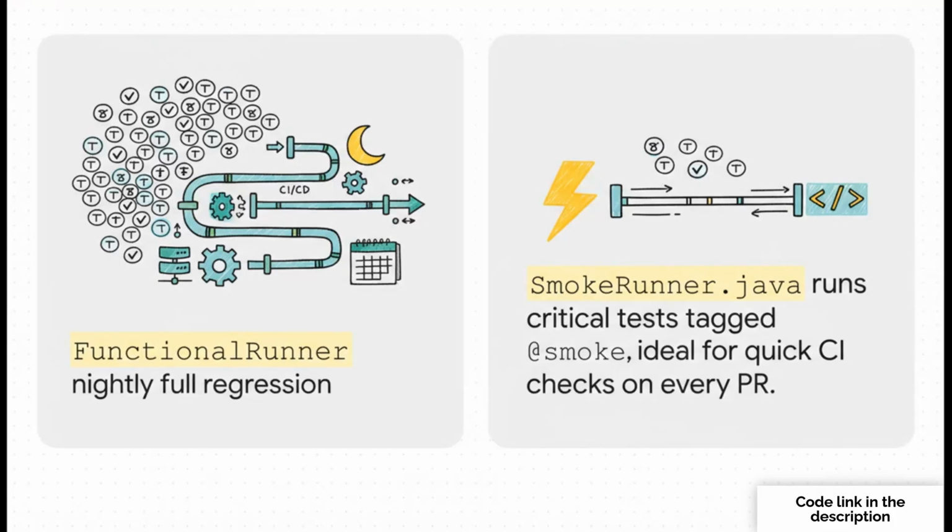So finally, how do we actually execute these tests? Well, we use JUnit runners. And by leveraging Cucumber's tagging feature, we can create different test suites. Just look at the @CucumberOptions annotation. The functional runner on the left is configured to run any scenario that has the @functional tag. The smoke runner on the right runs only those tagged with @smoke. This is so powerful because it allows you to run a quick sanity check on every pull request and then a full regression suite in a nightly CI/CD pipeline. It gives you incredible control over your testing strategy.